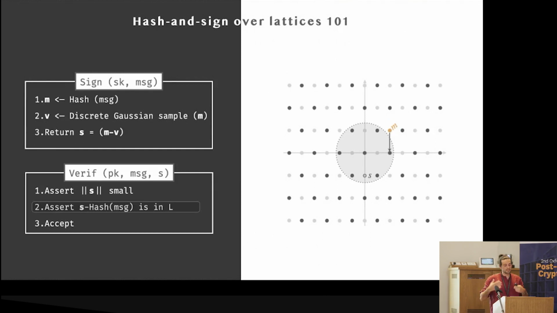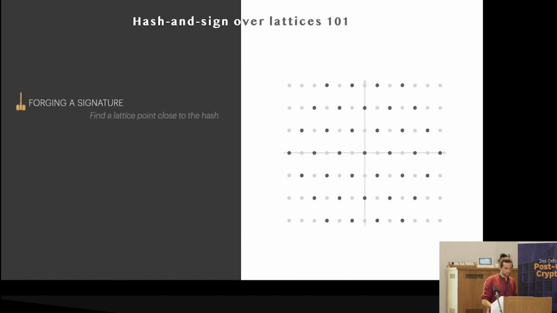Okay, so this is easy to verify with a public key, whichever basis you have, checking is just a matrix multiplication. And if these two conditions are verified, you accept. Okay, you want your signature to be secure. So what does that mean?